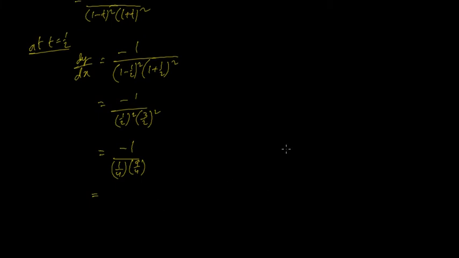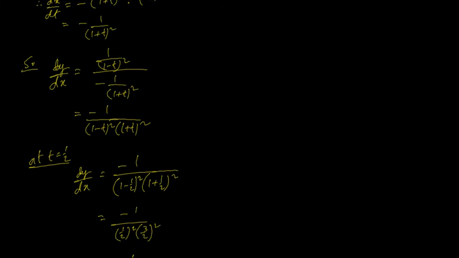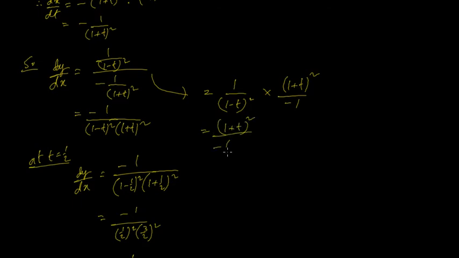I think there has been a mistake here. Okay, I found this mistake. This one should not be this, it should be 1 by (1 minus t) whole squared into (1 plus t) whole squared, divided by minus 1. When you divide, you just reverse the multiplication, so it should be (1 plus t) whole squared divided by minus (1 minus t) whole squared. Okay, this is a common mistake, so let me correct this.